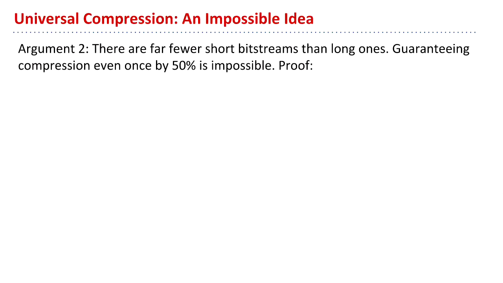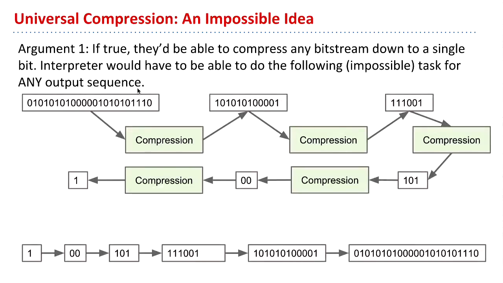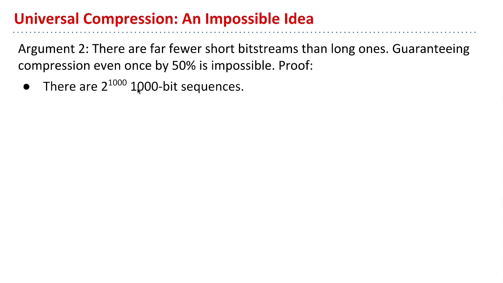Now, there's another approach, which is a little mathy, but I think really interesting, and this is like getting into 170 territory a little bit, or maybe 70. It turns out, as no surprise, that there are far fewer short bit streams than long ones. So there's no algorithm that can even do this once for all bit sequences. It's a pigeonhole principle. For example, let's suppose we were talking about 1,000 bit sequences. That's not a lot of data, but there are quite a lot of different sequences that are length 1,000.